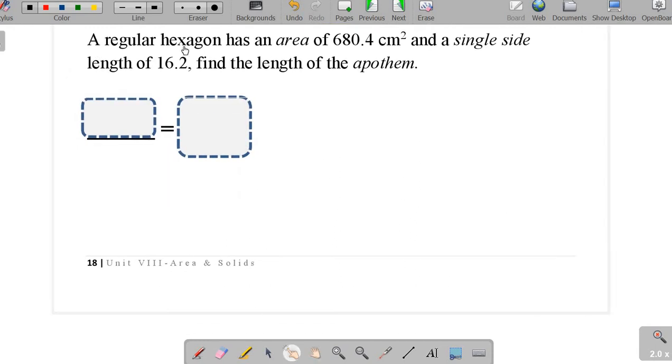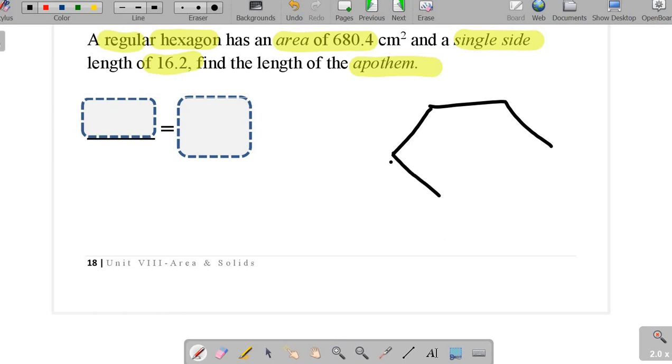Let's read this out loud. A regular hexagon has an area of 680.4 centimeters squared. A single side has a length of 16.2. Find the length of the apothem. Do not attempt to do the math until you have a picture. This is a hexagon and it's regular, so that means 6 sides. Regular, they're all equal. Regular hexagon. We already know the area.